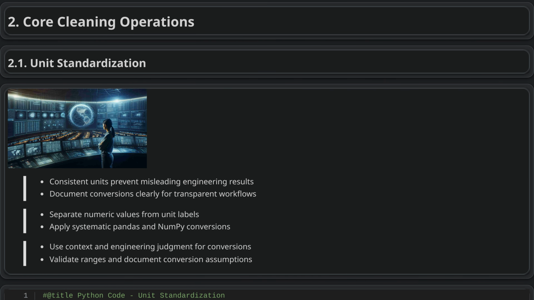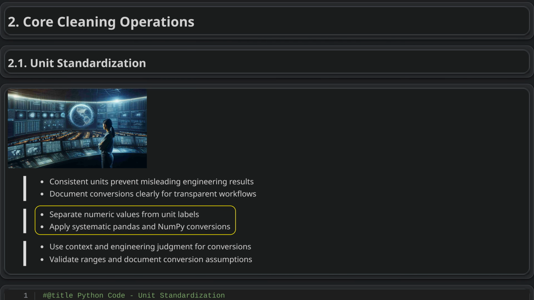Core cleaning operations. Unit standardization. Unit standardization makes engineering data consistent and reliable when measurements come from different sources. Values such as pressure or temperature must be converted to chosen target units, so calculations and models are not distorted. These conversions should be clearly documented and transparent in Pandas and NumPy workflows, so others can understand the data preparation and apply models correctly to new data.